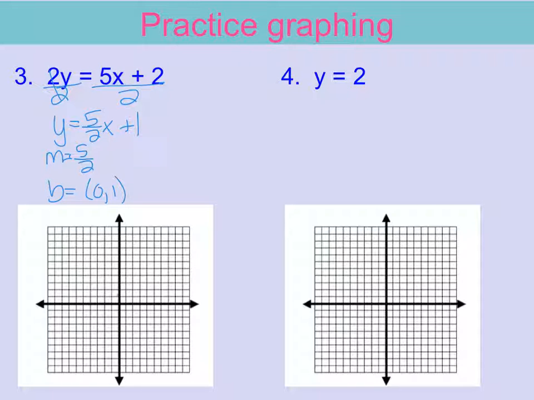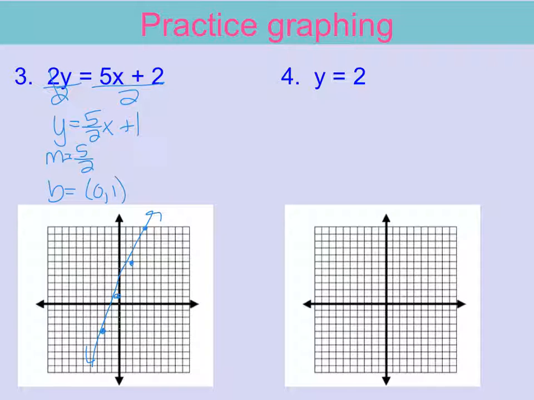So we'll put our first point at 0, 1, and we'll go up 5, forward 2. Up 5, forward 2. Can't fit anymore, so now you can go down 5 and backwards 2. And then you could probably do that one more time and connect to make your graph.